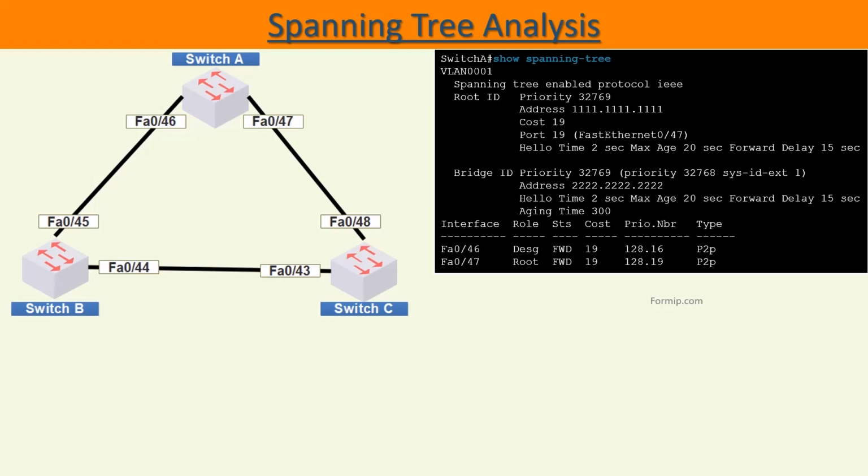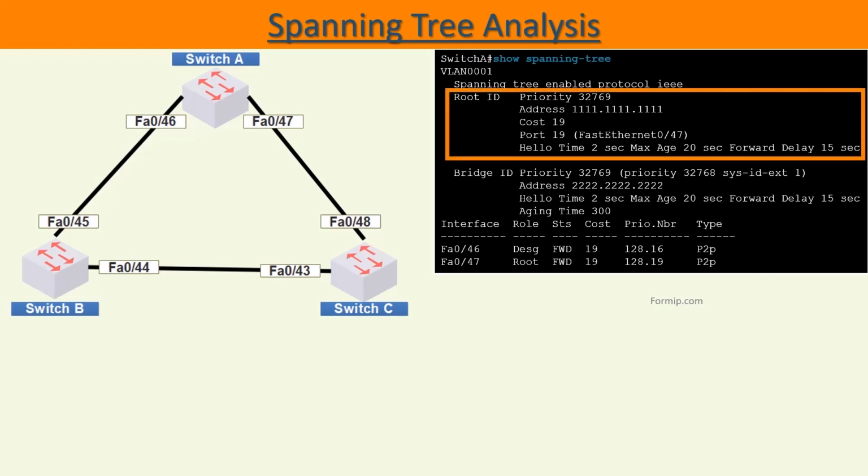Spanning tree comes in several versions, and the default version on switches is spanning tree by VLAN. Here we see the details for VLAN 1. Here we see the information of the switch root bridge. This priority is set to 32769, and its MAC address is made up of only 1.